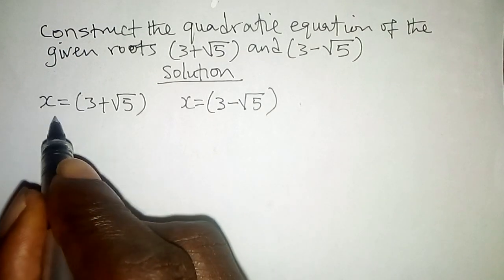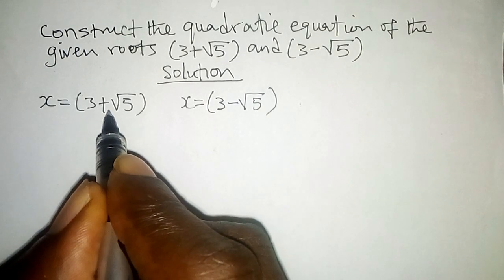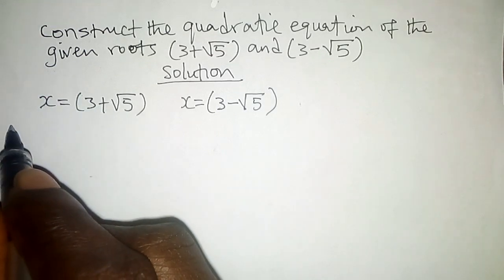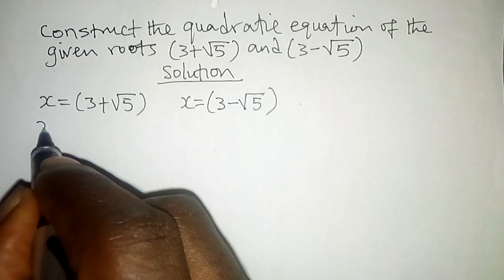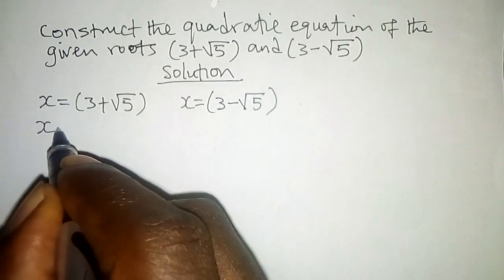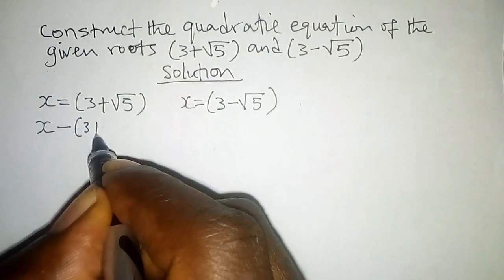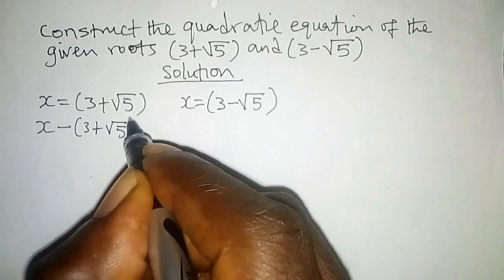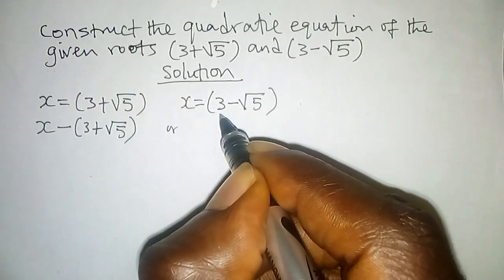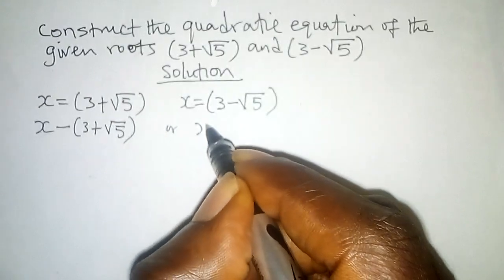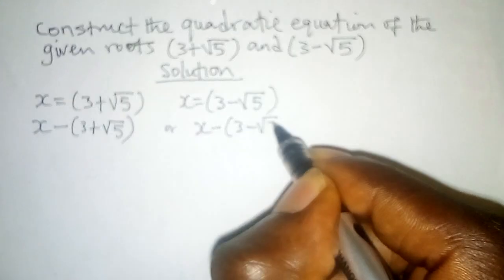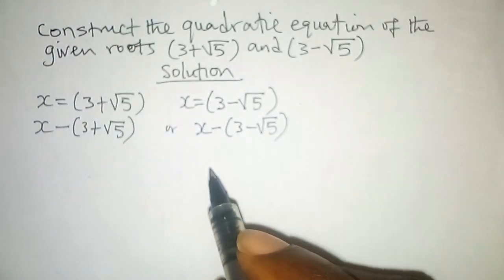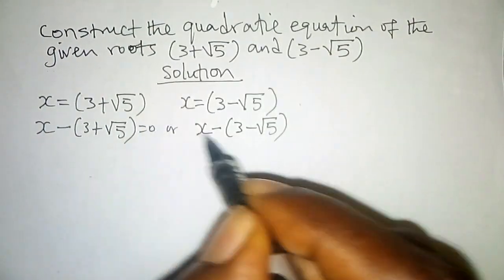Now what we know is this: we take the whole of this to the left hand side so that we equate it to 0. That's what we are going to do for both. So we say x, if we move this to this side, it will become x minus (3 plus the square root of 5). The same goes for this: x minus (3 minus the square root of 5). So now we have gotten equal to 0.